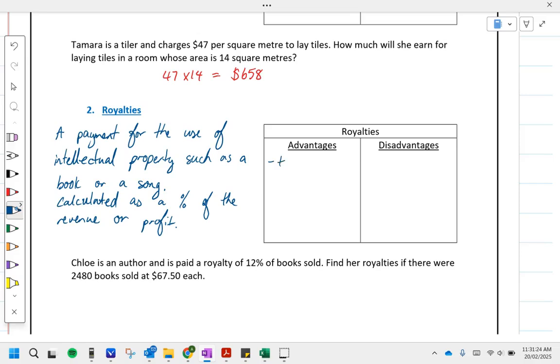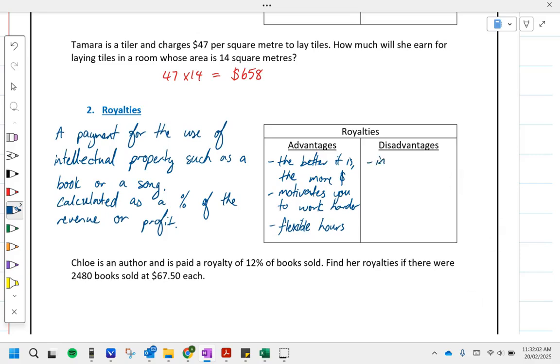Advantages: just business. Motivates you to work harder. It's also flexible hours. Okay, so if you're an author, you can take your time in writing the book, but of course, the sooner you finish it, the sooner you can start earning your royalties.